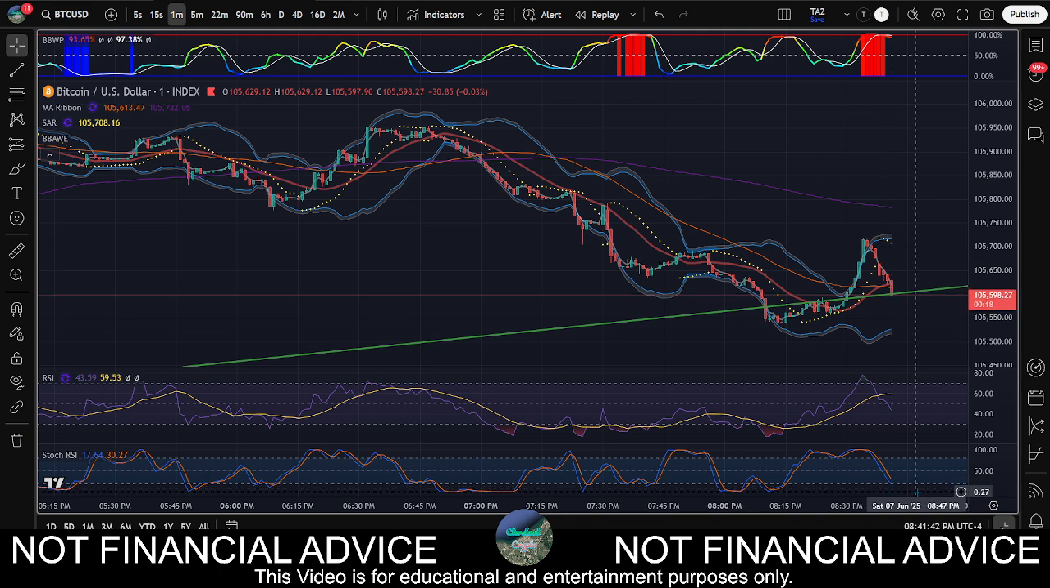Stochastics moving into oversold territory. Price action moving down lower than we would want it to, although here's a spot for a bounce. The tops of these candles, that's a local support level. Former resistance, came up here to it at resistance, and now we're coming down to it for support. Will it hold? Possibly. Possibly not.